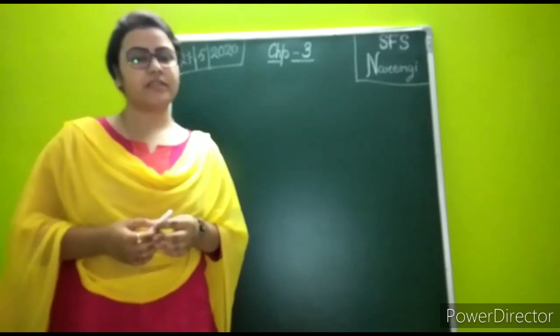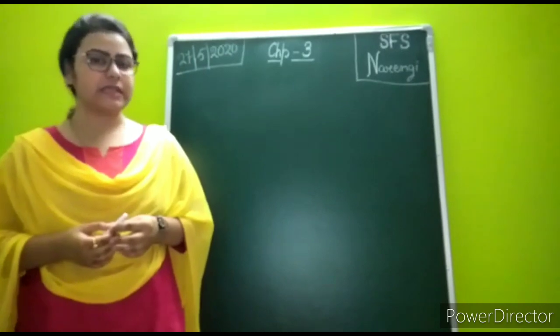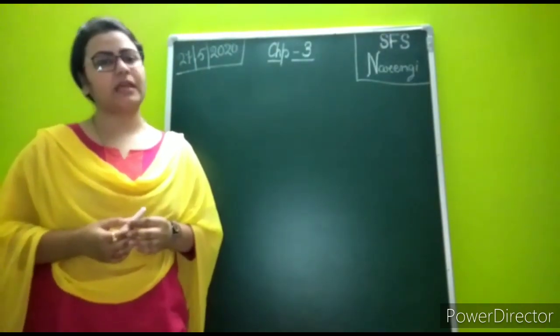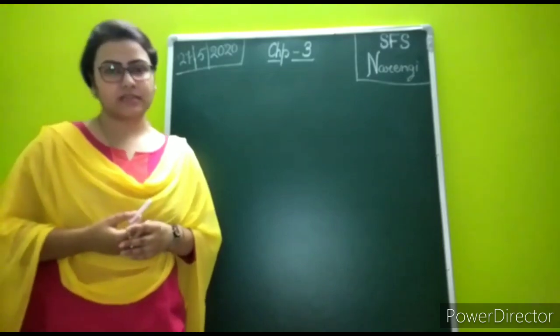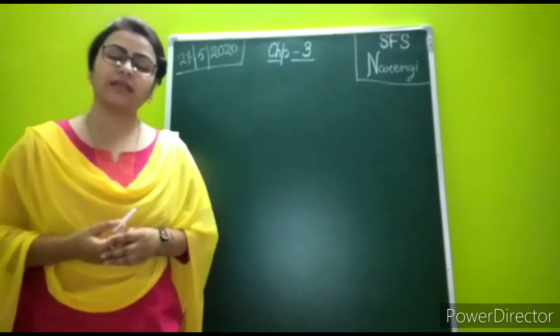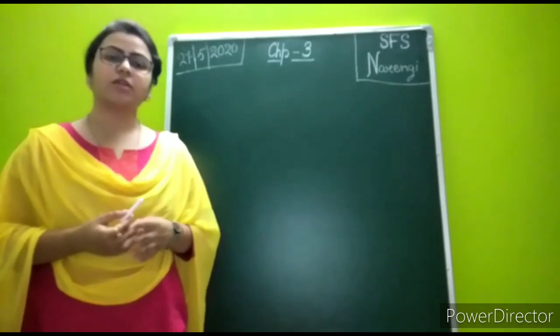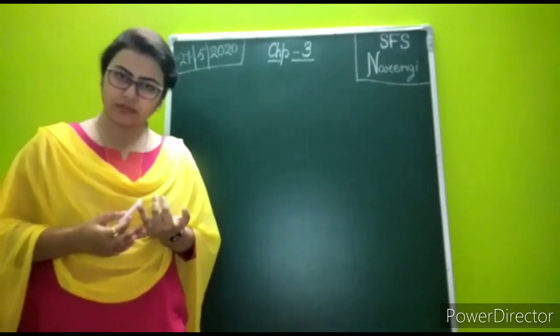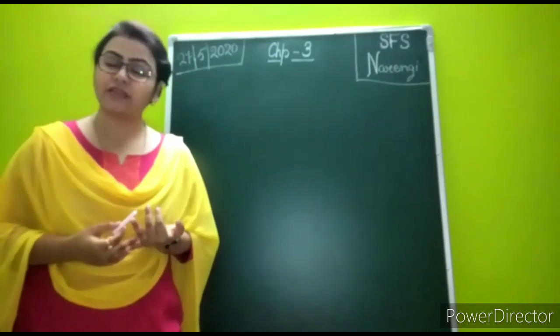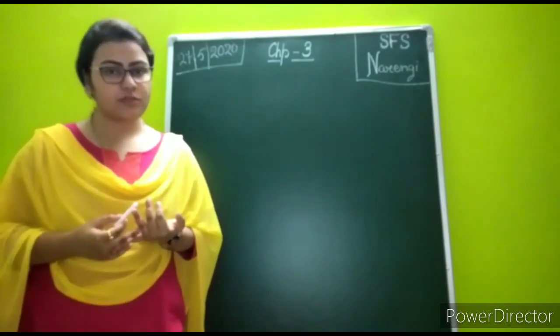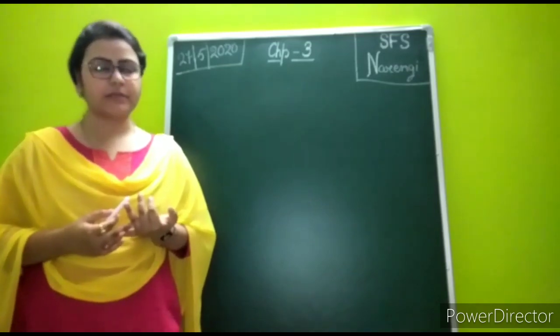We have already completed exercise 3.4 and we have learned very important topics in these classes, right? So what are the things that we have already learned from this chapter? We have learned about factors and multiples. We have learned common factors and common multiples. We have learned divisibility rules by numbers, right?